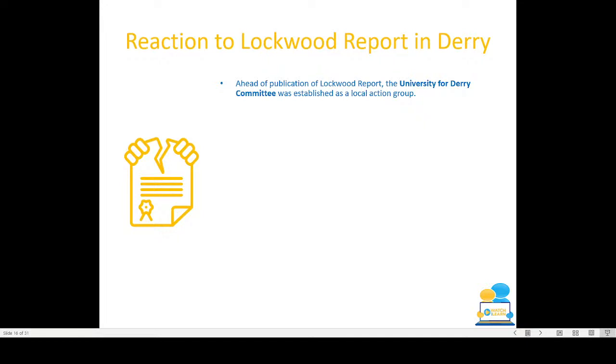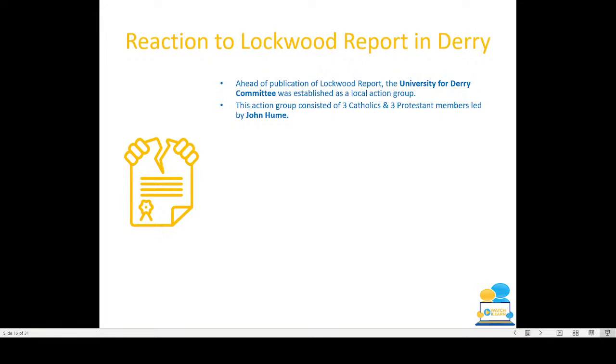So ahead of the publication of the Lockwood Report, the University for Derry Committee was established as a local action group. This group consisted of 3 Catholics and 3 Protestant members who were led by John Hume. So we talked about John Hume earlier, growing up in this welfare state where he received free access to secondary education. Now he's pushing for, I suppose, more equal education opportunities in Northern Ireland.